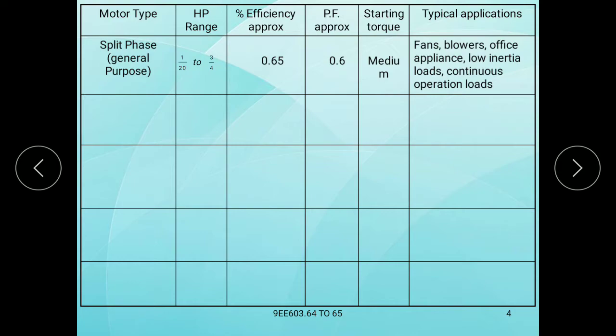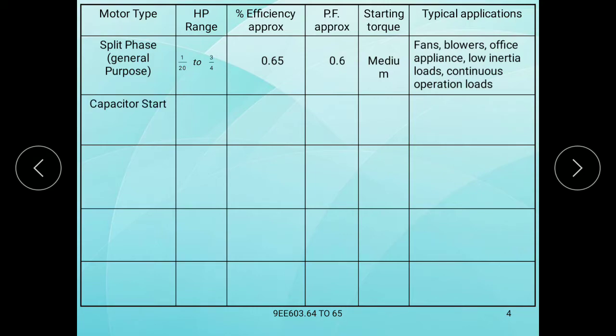Applications are fans, blowers, office appliances, low inertia loads, continuous operation loads.